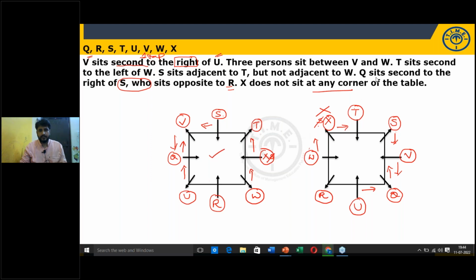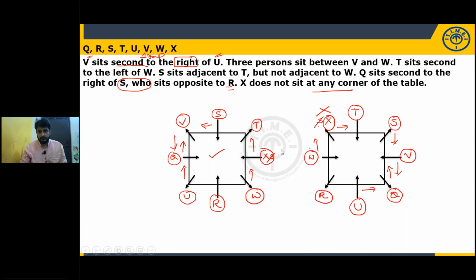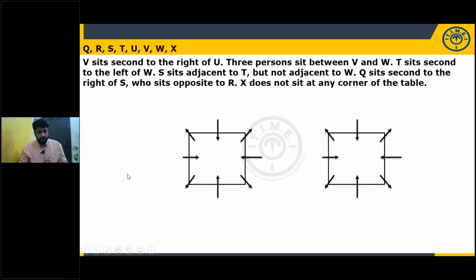Okay, let me explain once again. First clue: V is second to the right of U, but we don't know which direction U is facing. So U can be facing the center or facing away from the center. If U is facing away from the center, U will sit at the corner. If U is facing the center, he will sit at the middle of the side.